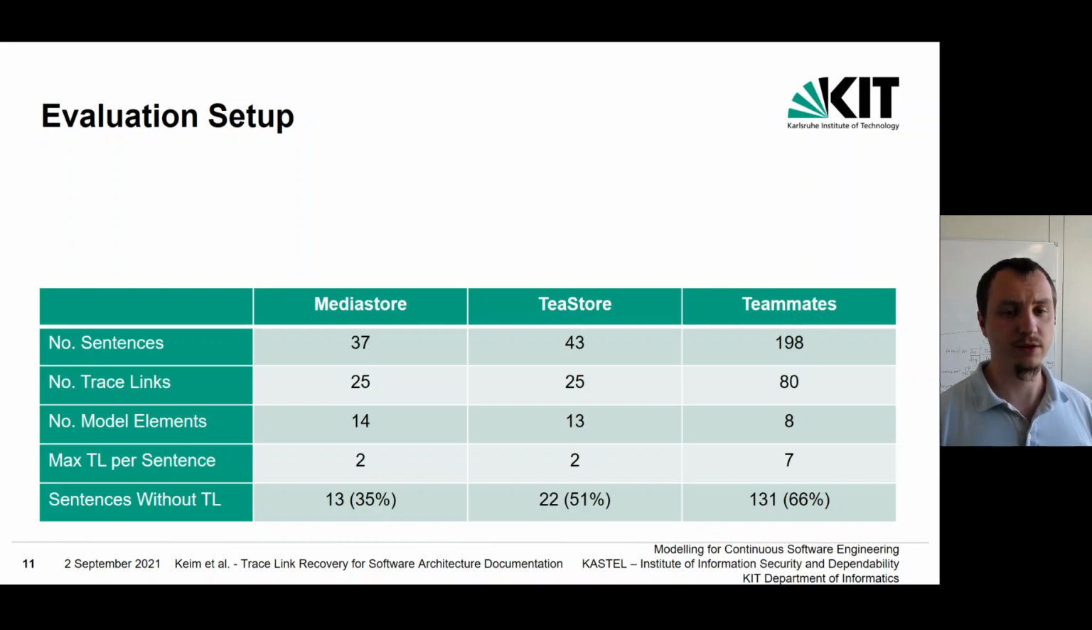All these case studies have different sizes and characteristics, for example, the density of tracelinks in sentences. Here, Teammates has, for example, extensive documentation, but also a lot of sentences without any tracelinks. On the other end is MediaStore with the fewest sentences, but 2/3 of these sentences contain at least one tracelink.